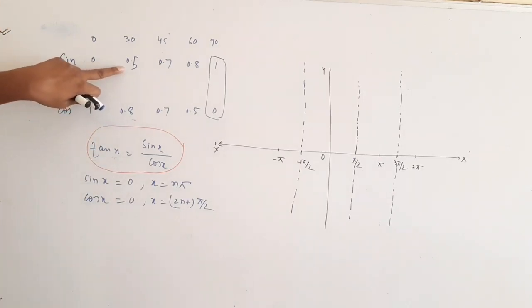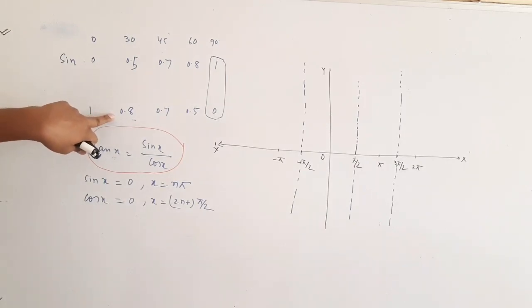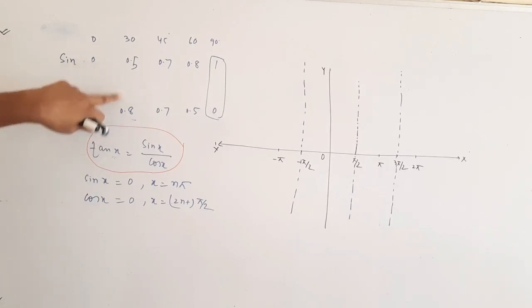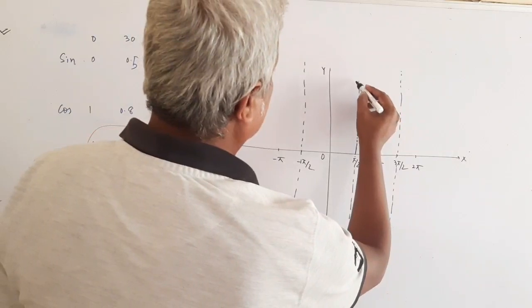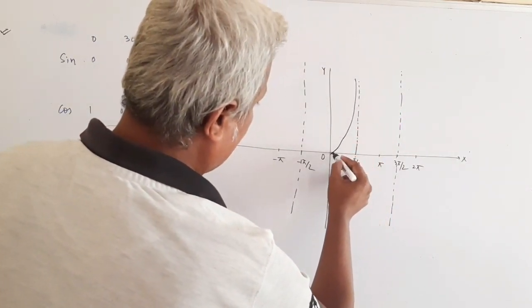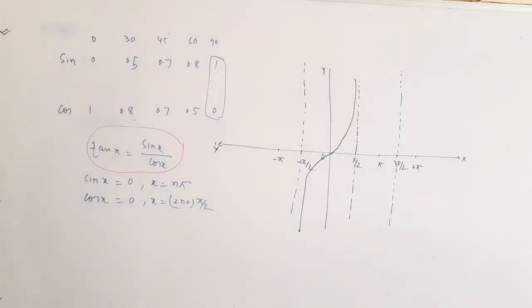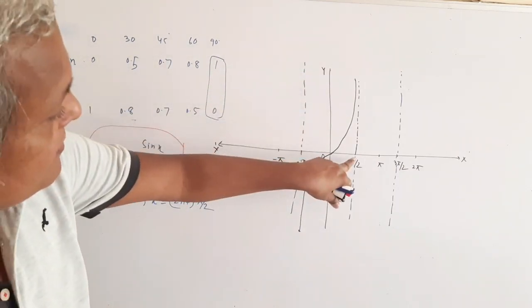And then tan 30 is 0.5 over 0.8, that is 5 by 8, this is 0.7. So it means the graph will be, in black color, from pi by 2 something like this. So the graph will be coming down, decreasing, and then it will go like this, between pi by 2 and 0.